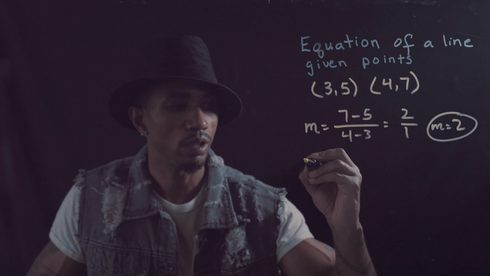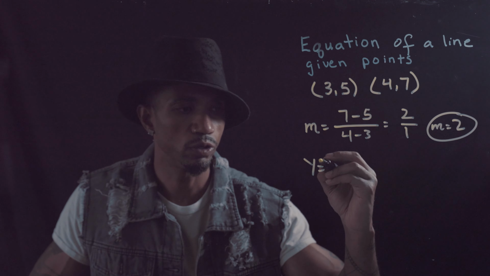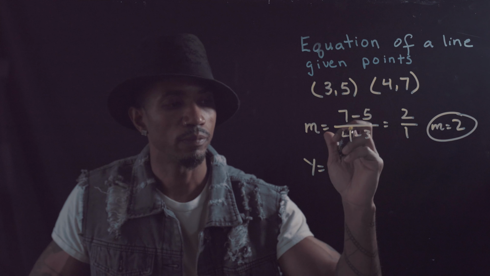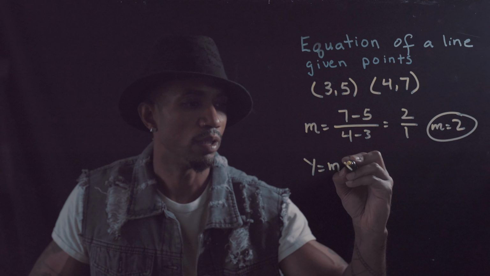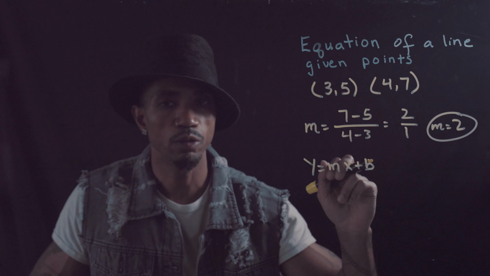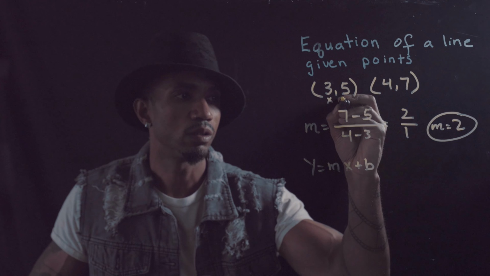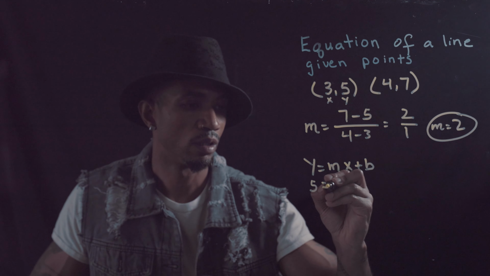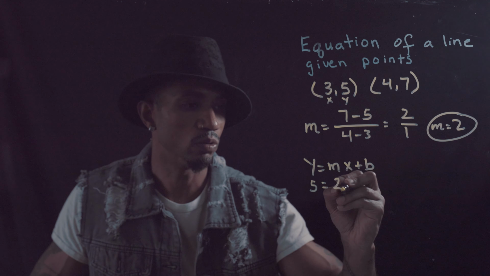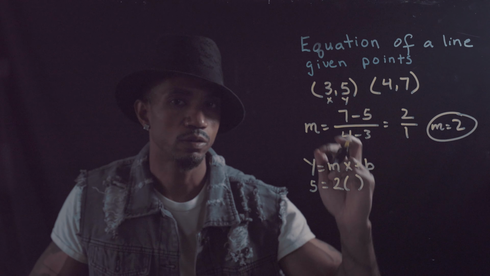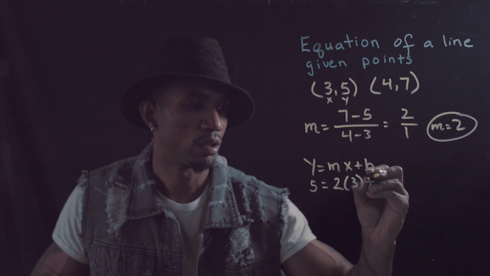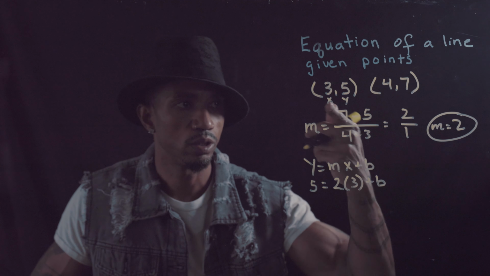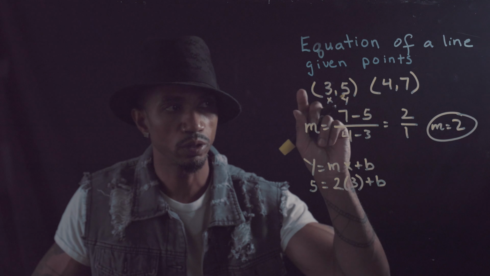Okay? Now, our next step, which could be a little more confusing, is that we plug in the m and one of these points for x and y, so that we can solve for b. This is my x and this is my y. So here we go: my y, 5. My m, 2. My x, 3. And now we can solve for b. You just have to choose one of these points. I decided to use this point here. You could choose either point, but just pick one.